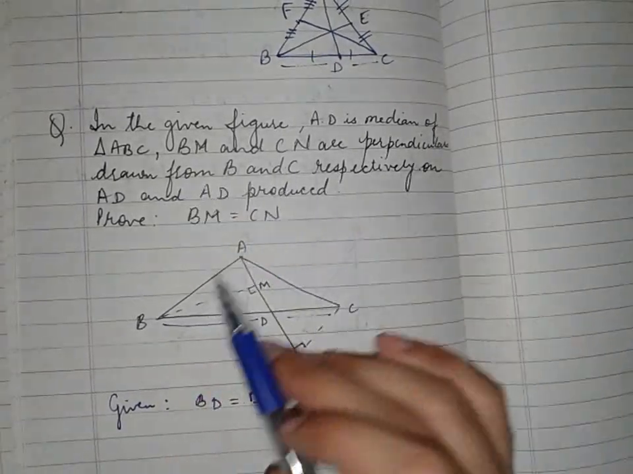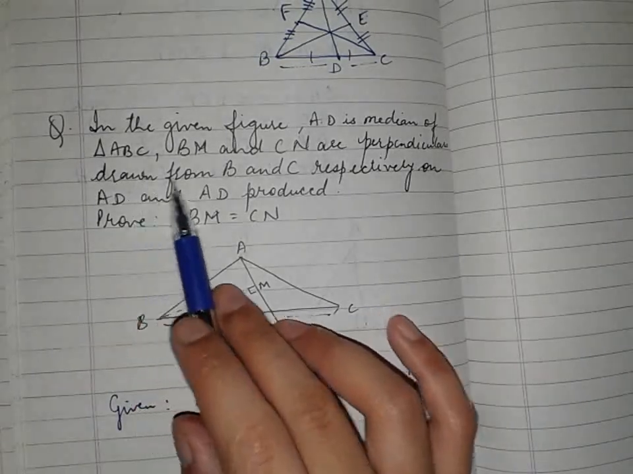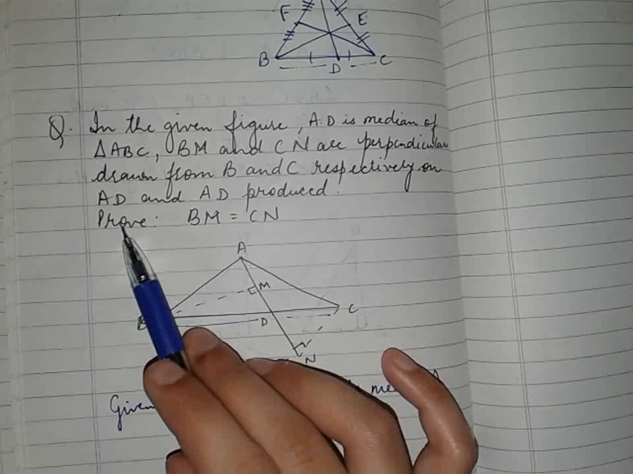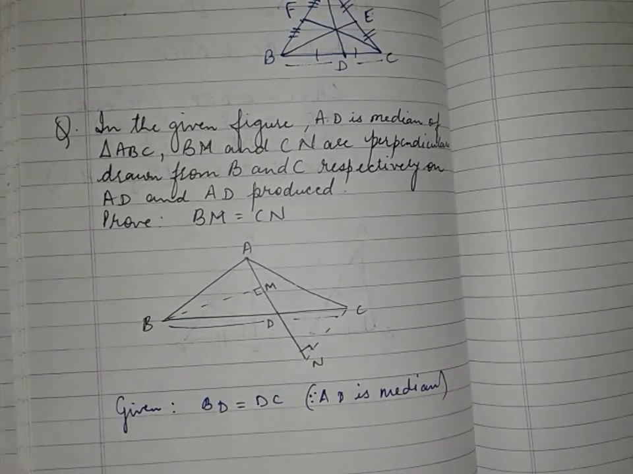Then BM and CN are perpendiculars. BM and CN are perpendicular means these angles will be 90 degrees, drawn from B and C on AD and AD produced. Prove that BM is equal to CN. We have to prove BM is equal to CN.